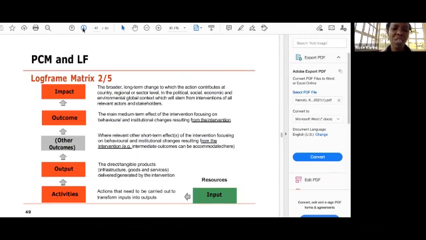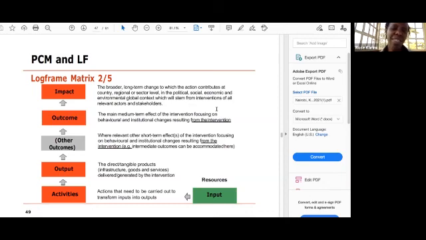The impact we seek is the long-term change to which our action contributes. This can be at the country, regional, or sectoral level, or in the political, social, and economic, or global context. Then the outcome, this is the medium-term effect of our intervention, either institutional changes or behavioral changes. Then you could have other relevant short-term effects.